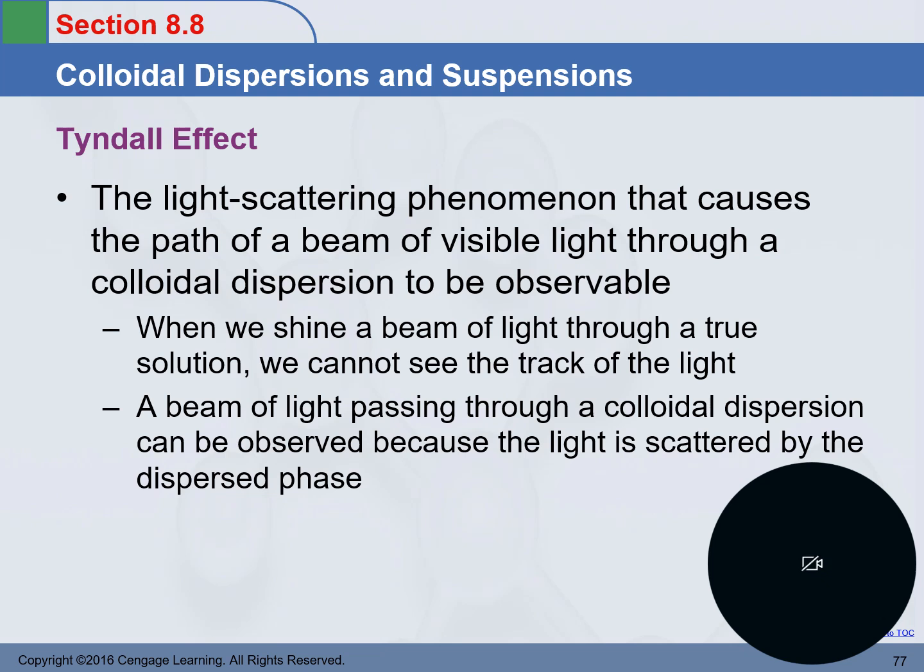When trying to identify a colloid dispersion, we have something known as the Tyndall effect. And this is a light scattering phenomenon that causes the path of the beam to be visible throughout the colloid dispersion. So when you shine it through a solution, you can't see the path of the light. However, when you shine it through a colloid dispersion, you can see the boundaries of the light, and that will be demonstrated in a picture on the next slide.